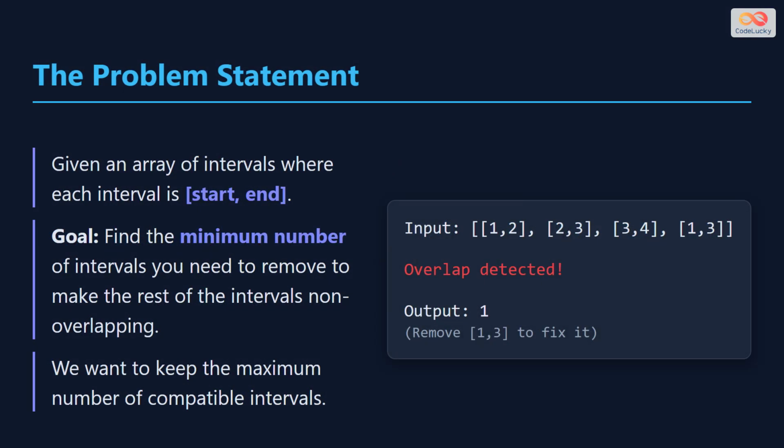Here is the problem. You are given a collection of intervals. Each interval has a start time and an end time. Your task is to find the minimum number of intervals you need to remove so that the remaining intervals do not overlap with each other. Essentially, we want to keep as many compatible intervals as possible.